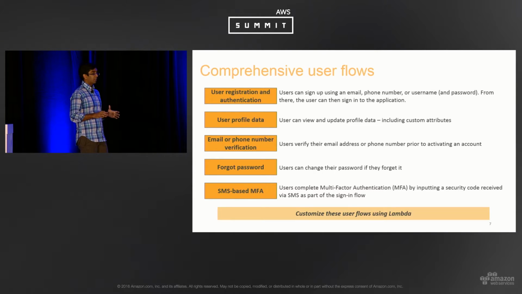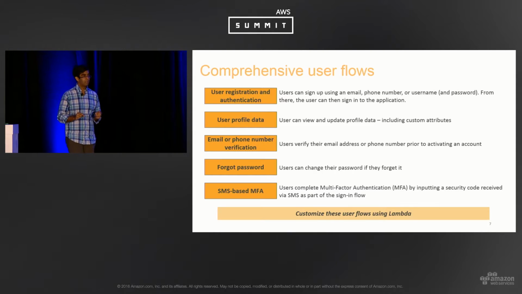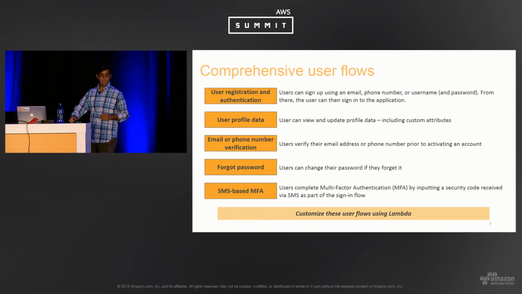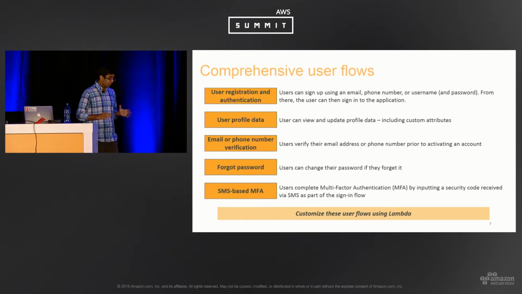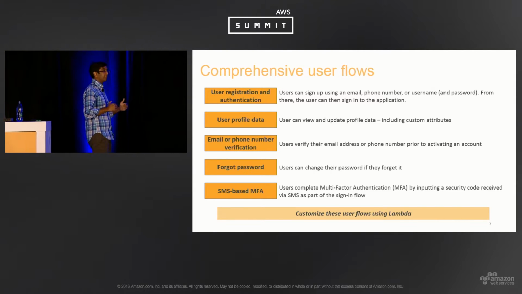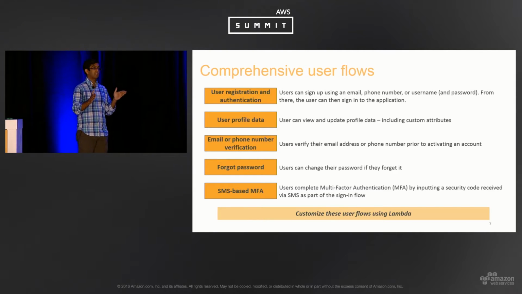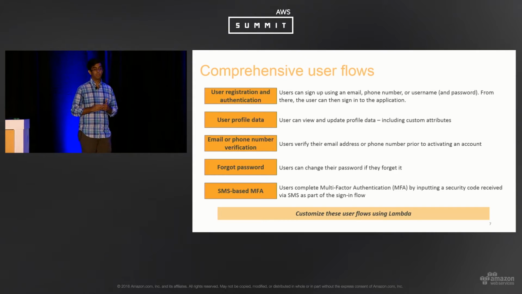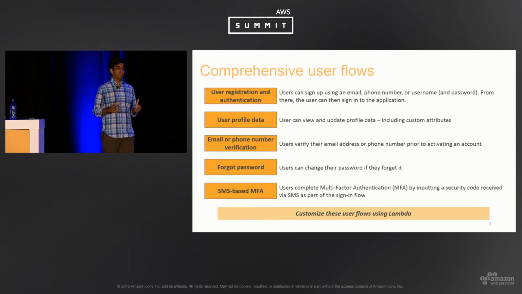Now, one of the interesting things here is, those are table stakes functionalities, but what we also allow you to do here is customize any of these flows with integrations with Lambda. So let me dive a little bit deeper into that. So here we have basically these Lambda hooks that are positioned at different points in these flows. So let's take authentication, for example.